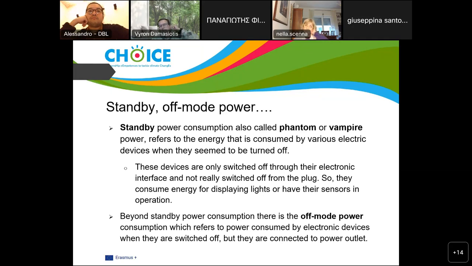These devices are only switched off through their electronic interface and are not really switched off from the plug. So they consume energy because they need to display some lights or have sensors in operation. Beyond standby power consumption, which is more or less known, there is the consumption called off power consumption, which refers to the power consumed by electronic devices when they are switched off but connected to power outlets.